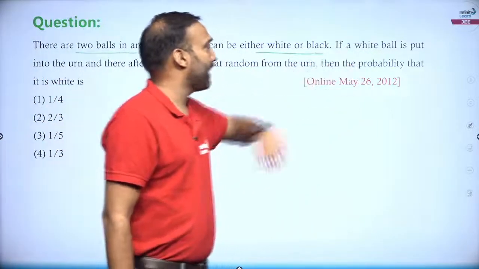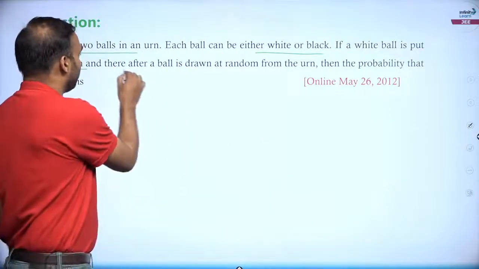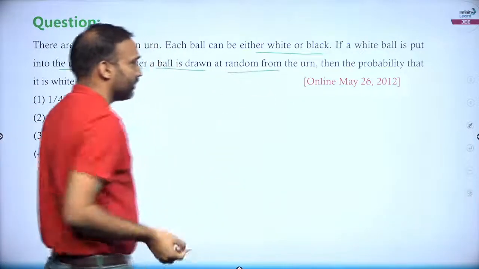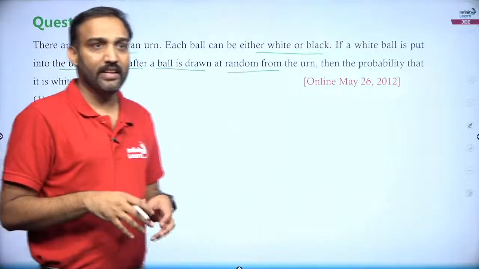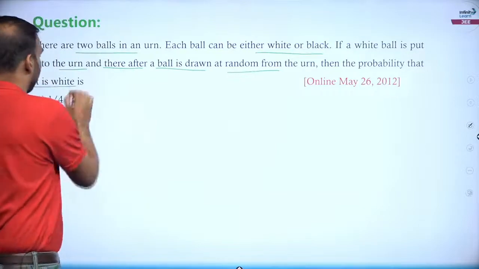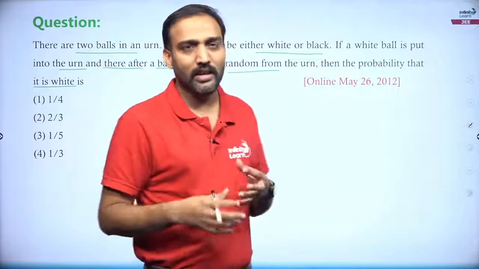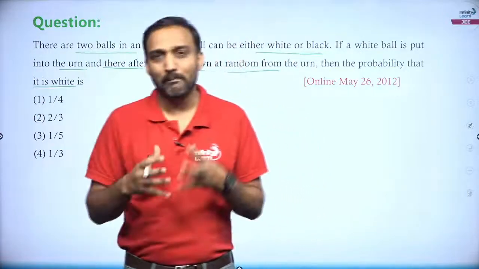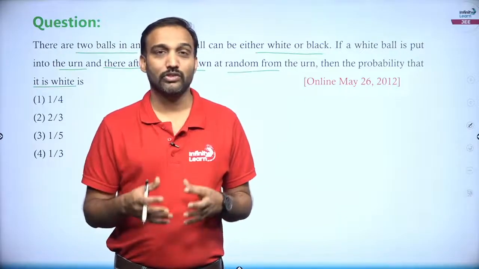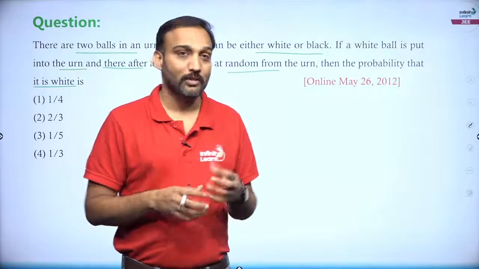Now they are mentioning a white ball is put into the urn. ठीक है, white ball डाला अपन ने, and then after a ball is drawn at random from the urn. So we have added 1 white ball and then we have picked a ball. Then the probability that it is white. Now before I move into this solution, over here I don't know the composition of the box, whether there are 2 white, 1 black or whatsoever. So I have to make different cases for the different possibilities.